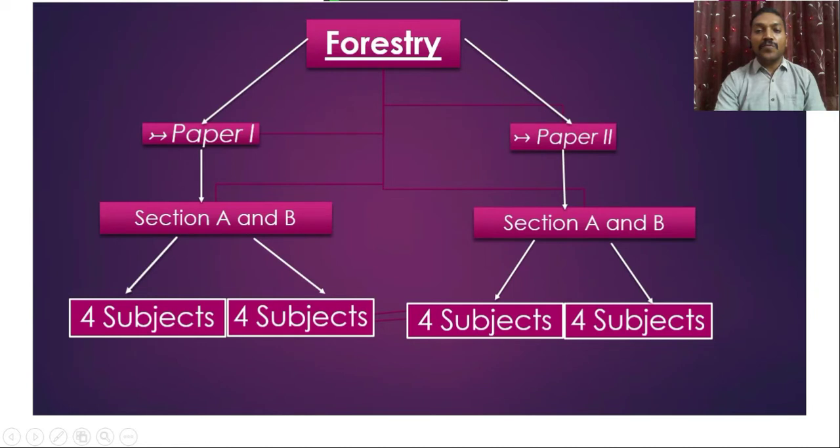As mentioned by me, the forestry paper consists of two papers which carry 200 marks each. Every paper is further divided into two sections, section A and B, and each section is further divided into four subjects and their combinations. So a person completing the forestry option needs to cover 16 subjects and their combinations. Let us start seeing each and every section and the associated subjects coming under it.